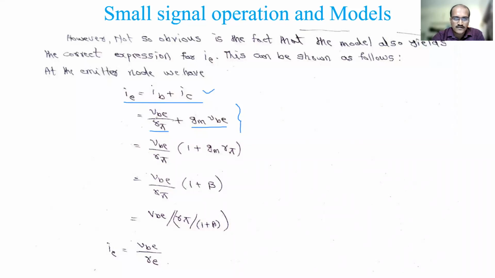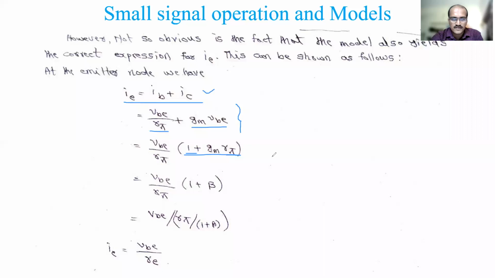Now we will try to modify this. In both terms, we take vπ by rπ common. The first term stays the same, so it is written as 1 plus. Here gm is there but rπ is not, so rπ will come over here: if you multiply vπ by rπ into gm rπ, rπ cancels and the remaining is gm vπ. So this is the modification I am doing, and you get 1 plus gm rπ. Now what is gm into rπ? Since rπ is beta by gm, gm rπ is nothing but beta.